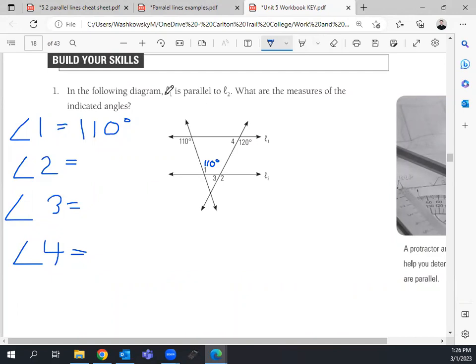All right, angle 2, again, there's a couple different ways you could do this. I'm going to look here and I'm going to see that, oh, I can make an F out of these 2 things, which means that angle 2 has to be 120 degrees. There are other ways to do it. That's just one.